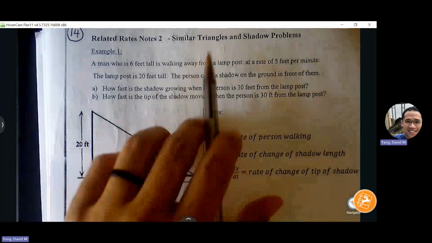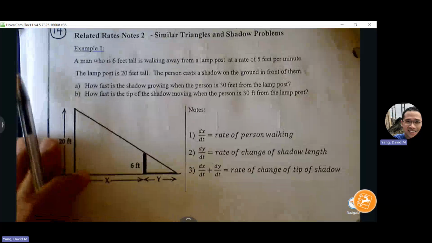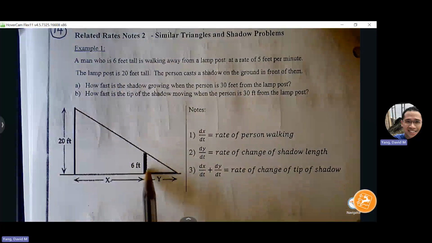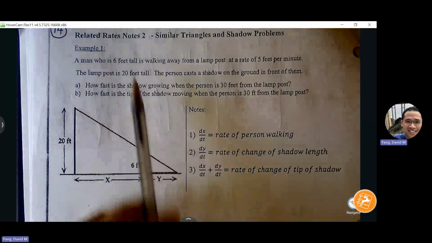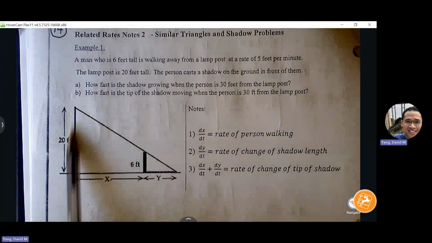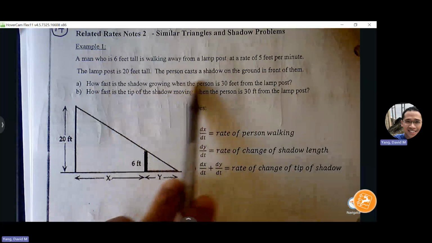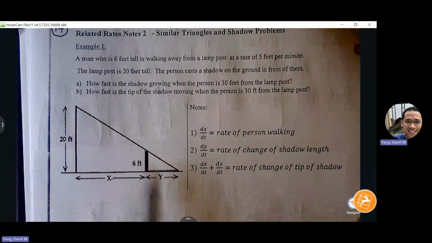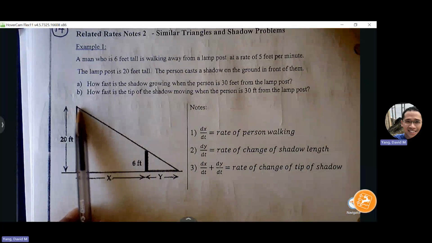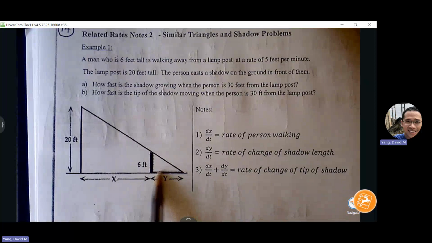Okay, so this is what we call a shadow problem here. Let me walk through the process here. A man is 6 feet tall. So here's the person here. He's walking away from a lamppost at a rate of 5 feet per minute. So here's the lamppost, 20 feet tall. The person casts a shadow on the ground in front of them. So the light from the lamppost is going to cause a shadow to form here.